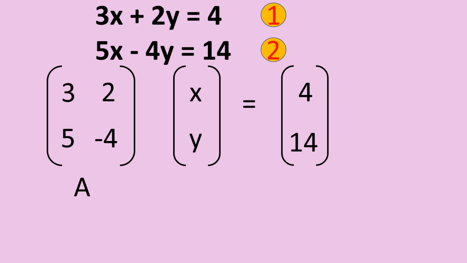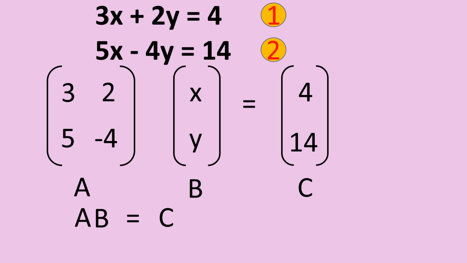Now the coefficients, we can call that matrix A. Where we have the x and y, we can call it B. And where we have the constants, which is the solution, 4 and 14, we call it C. So A times B is equal to C, that is, AB is equal to C. If we want to solve for B, because the whole idea is that we want to solve for x and y, and x and y is equal to B, so solving for B, we divide through by A.